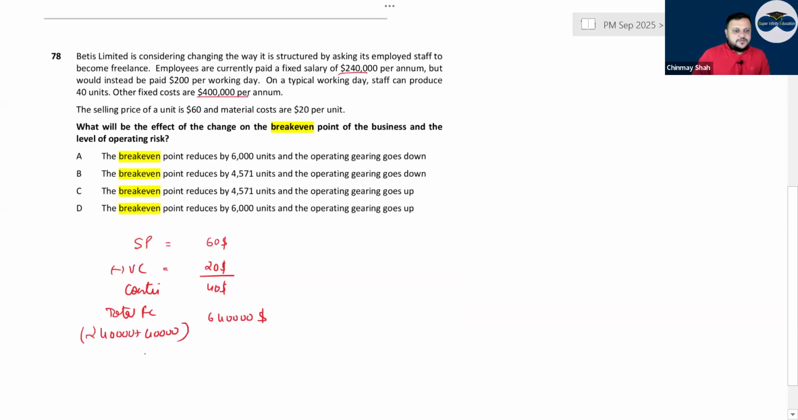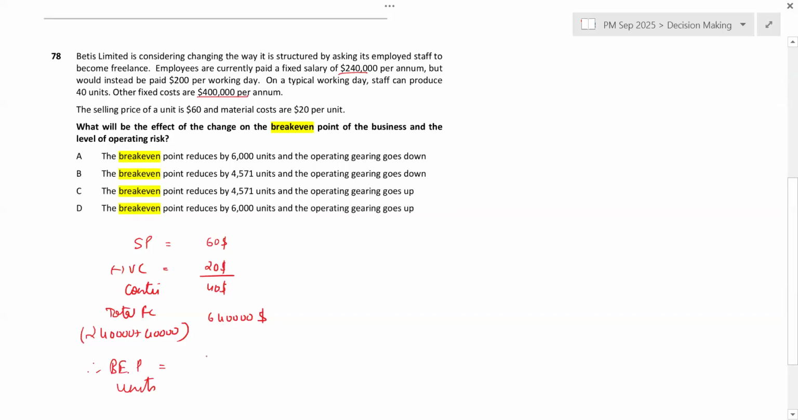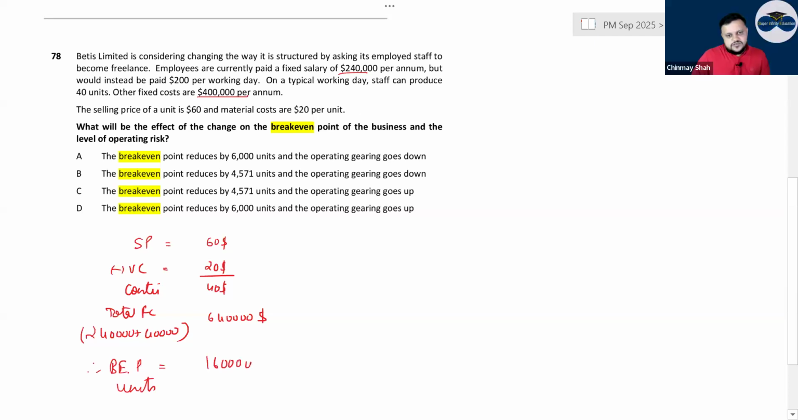Therefore, if I have to find BEP, how much is the BEP? In units. 16,000 units. Everybody there with me? Tell me. Shreya, what do you say?